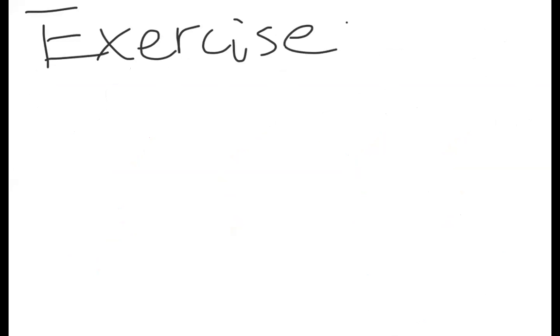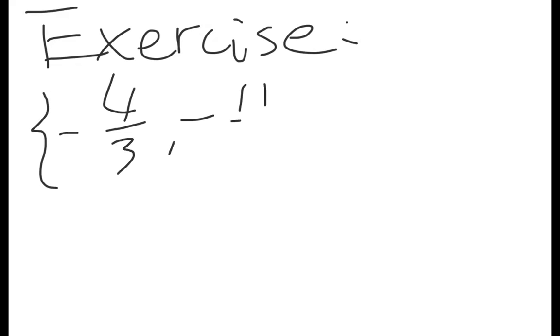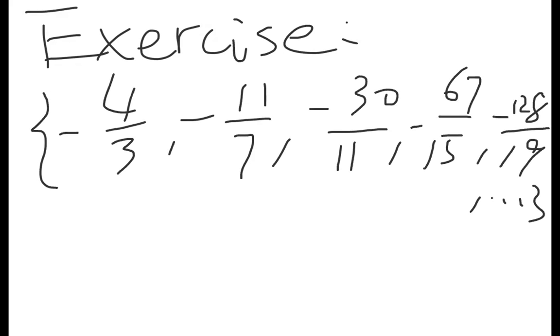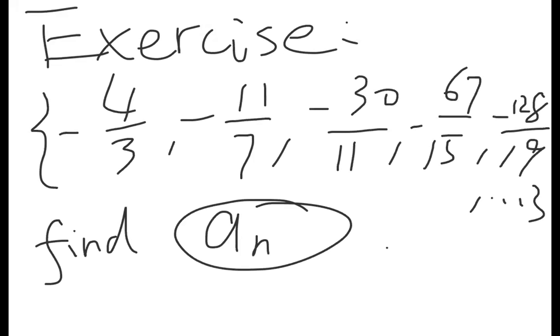Let's do an exercise. Minus 4 over 3, minus 11 over 7, minus 30 over 11, minus 67 over 15, and minus 128 over 19. So find an. We'll start from 0.